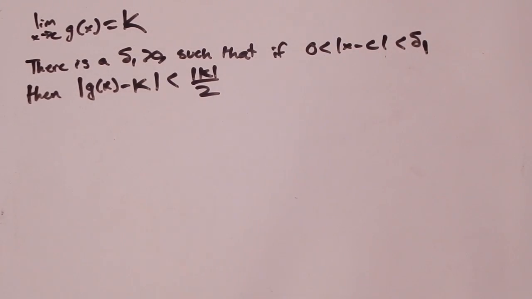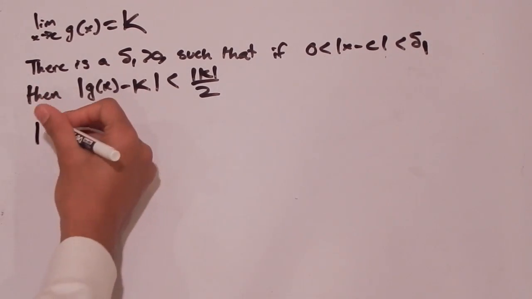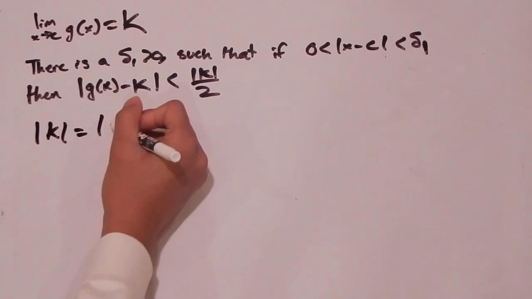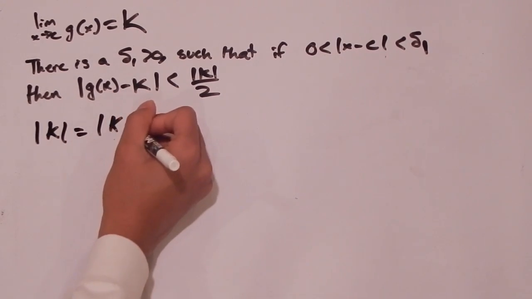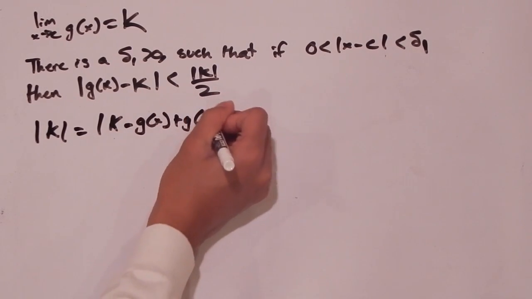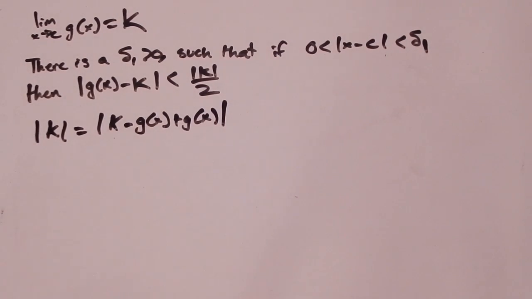And now we're going to go ahead and do some algebra. If we have the absolute value of k, we know that this is equal to the absolute value of k minus g of x plus g of x. So that's just adding 0. It makes no difference. And now we're going to apply our triangle inequality.